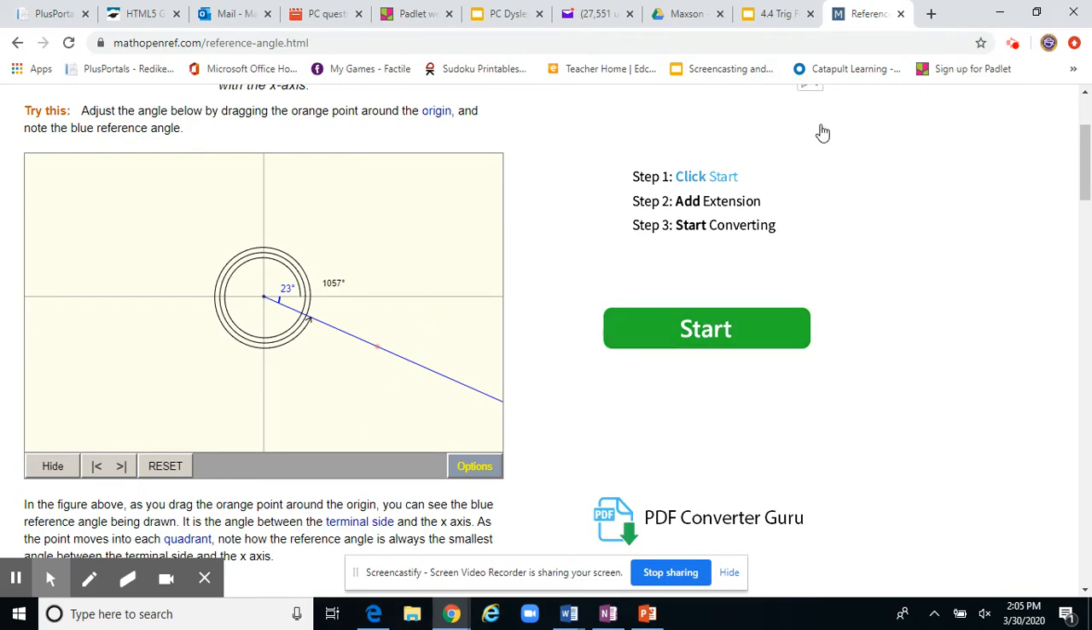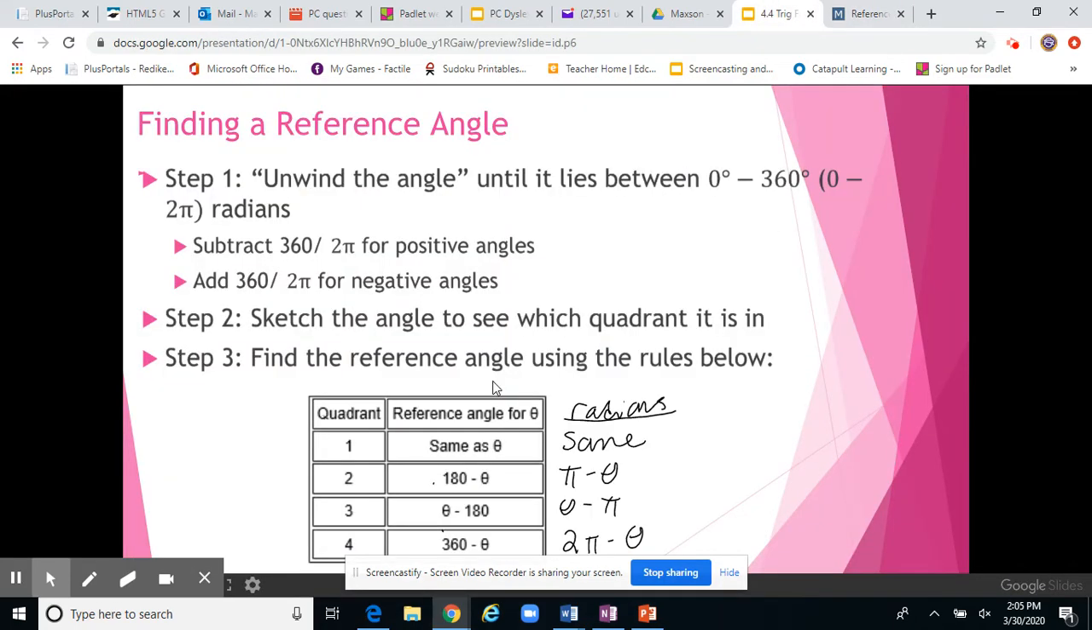So now going back to PowerPoint, to find a reference angle, step one is to unwind the angle. So what I mean by that is find a value that lies between 0 and 360. So if your angle is 1,055, subtract 360 until you get an angle that's between 0 and 360. And then from there, sketch the angle to see what quadrant it's in. You don't have to sketch it if you can just go off of the quadrant rules, and then you find the reference angle based on these rules below.